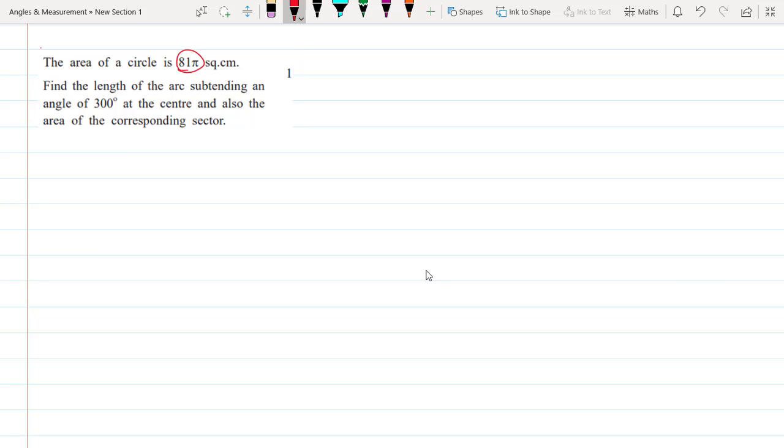81 pi square centimeter. Find the length of arc subtending an angle of 300 degree at the center and also the area of the corresponding sector. Okay, let's draw the figure. This is the circle we have. Let's say this is the center. And the area of this circle is nothing but how much? It's pi r square. It is nothing but 81 pi.